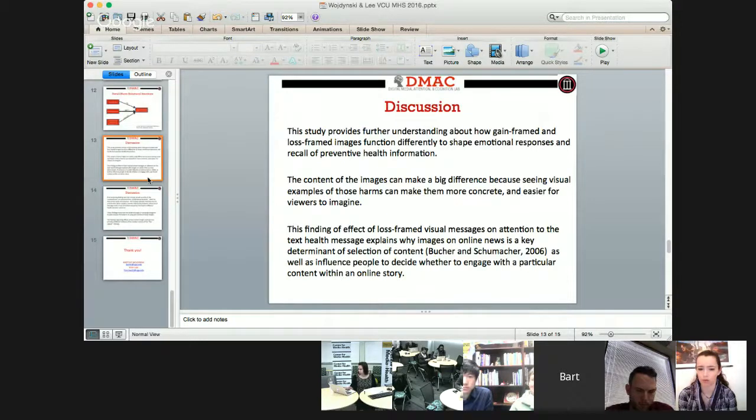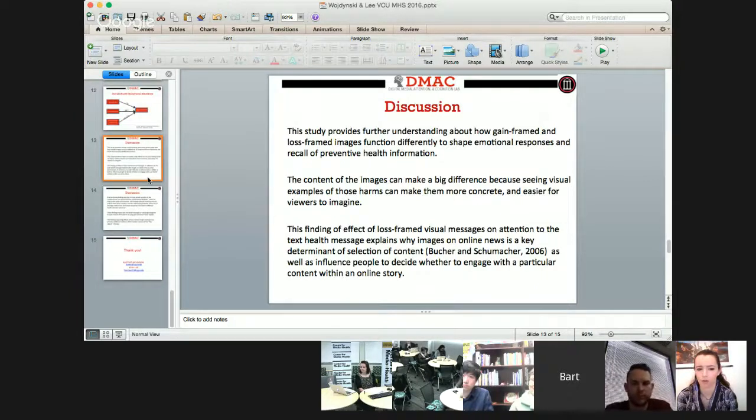We found that the content of the images can make a big difference, because seeing visual examples of those harms seems to potentially make them more concrete. It definitely seemed that participants had an affective reaction to seeing those harms up there. But there also was this interesting finding that seeing the scarier versions of the images led them to pay more attention to the text. So if you're driving message consumers to the text so they can understand specific risks, other things that they may not know, if someone's doing a social marketing health campaign motivated by information consumption, then perhaps fear appeals through images is a good way to go.